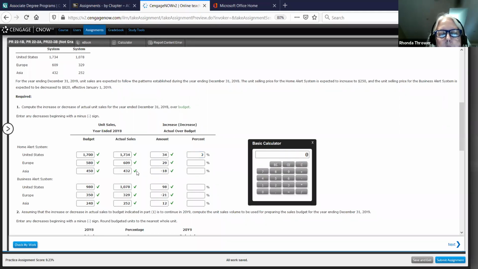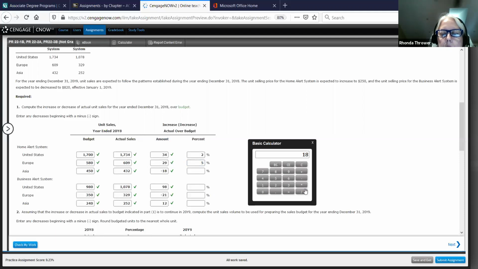And then we're going to do the same thing for Europe. We're going to take the 29 unit increase, and you're going to divide that by the budgeted amount, which was 580. This is 5%. And for Asia, got to remember it's a negative here.